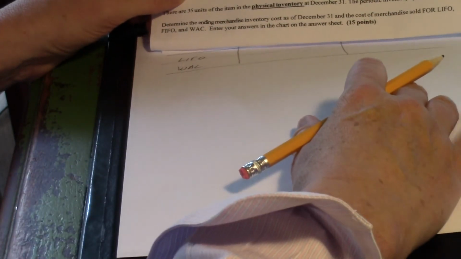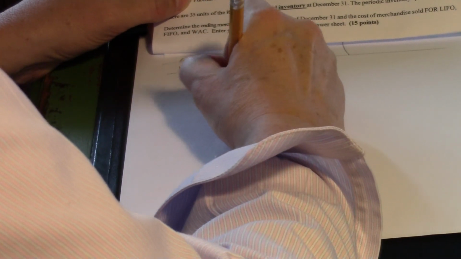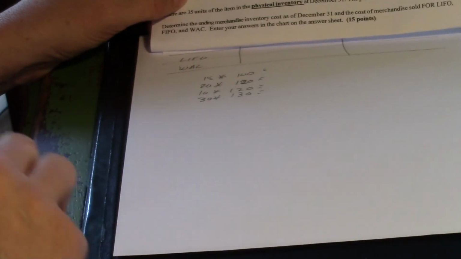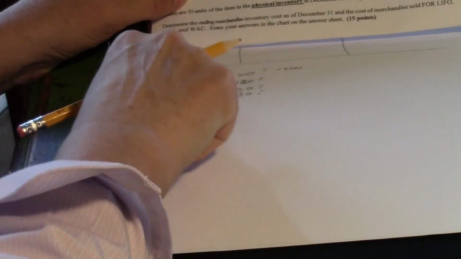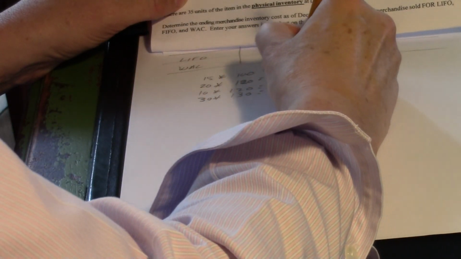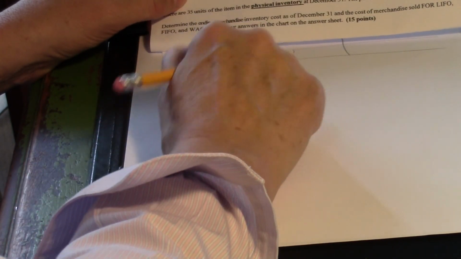So we're starting out with 15 times 100, 20 times 120, 10 times 120, and 30 times 130. And we'll do our extensions. 15 times 100 is, of course, 1500. 20 times 120 is 2400. 10 times 120 is 1200. And 30 times 130 is 3900.